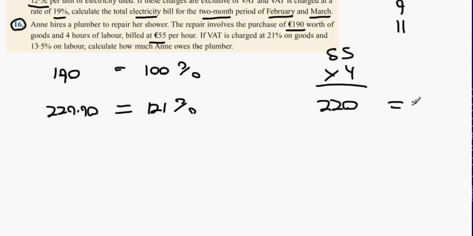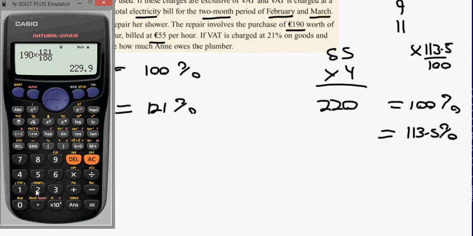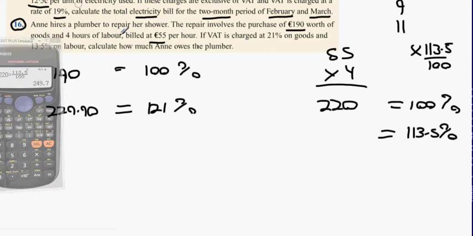This 220 is 100%. And now we're going to make it 113.5%. So we're going to multiply by 113.5 over 100. So 220 multiplied by 113.5 divided by 100. What we get here is 249.7.